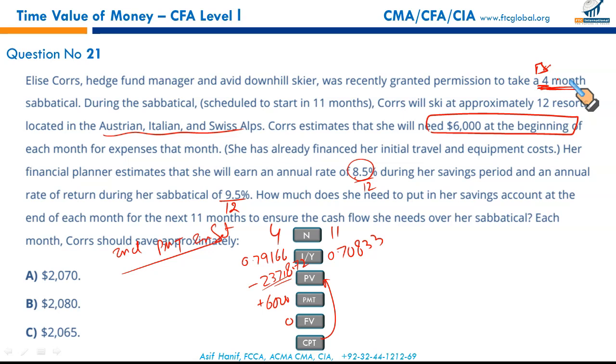Now we have to calculate what the payment should be that she will make in order to receive $6,000 in each of the 4 months for her sabbatical, right? So she needs this future amount. This future amount will be invested here as an outflow, and that will result in a $6,000 receipt at the start of each month. So we are talking about the future value of 23718.72, right? And what would be the payment amount that we need? PV must be 0. Now we need to calculate the payment she has to make every month.